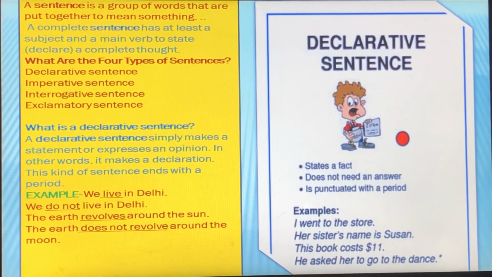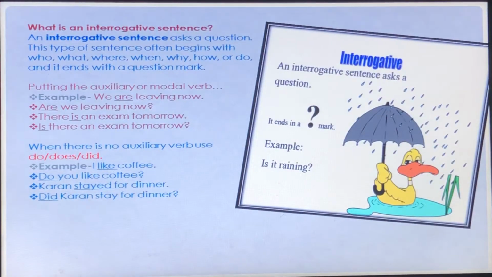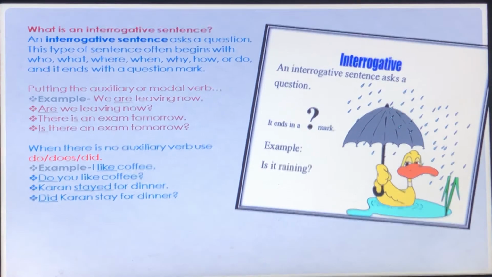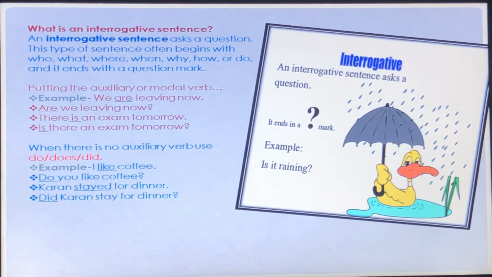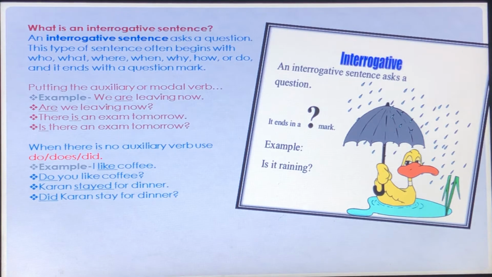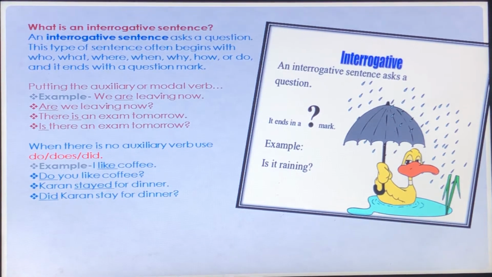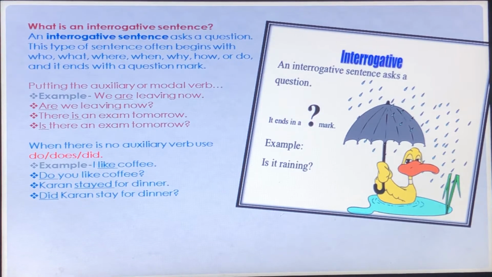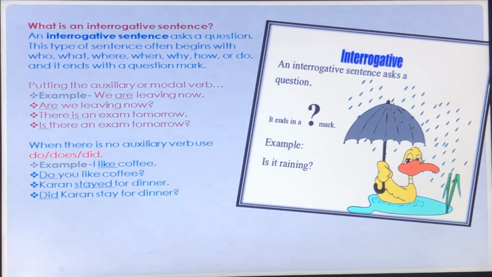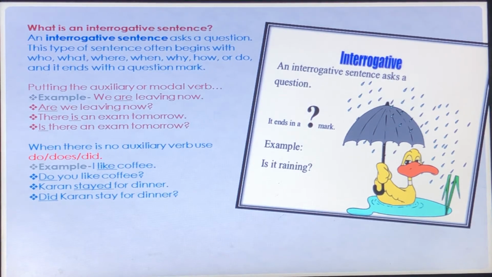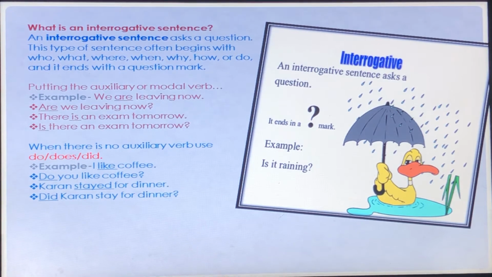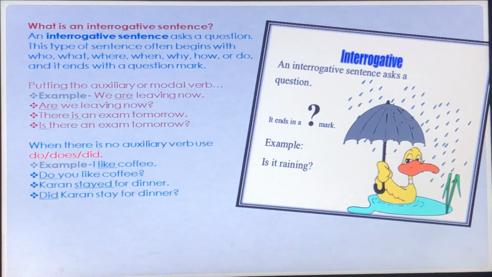Interrogative sentences. Sentences that ask questions are called interrogative sentences. These sentences always end with a question mark. We form interrogative sentences by putting the auxiliary or modal verb before the subject and at the beginning of the sentence. Example, we are leaving now. We can change this into interrogative, are we leaving now? There is an exam tomorrow. Is there an exam tomorrow?